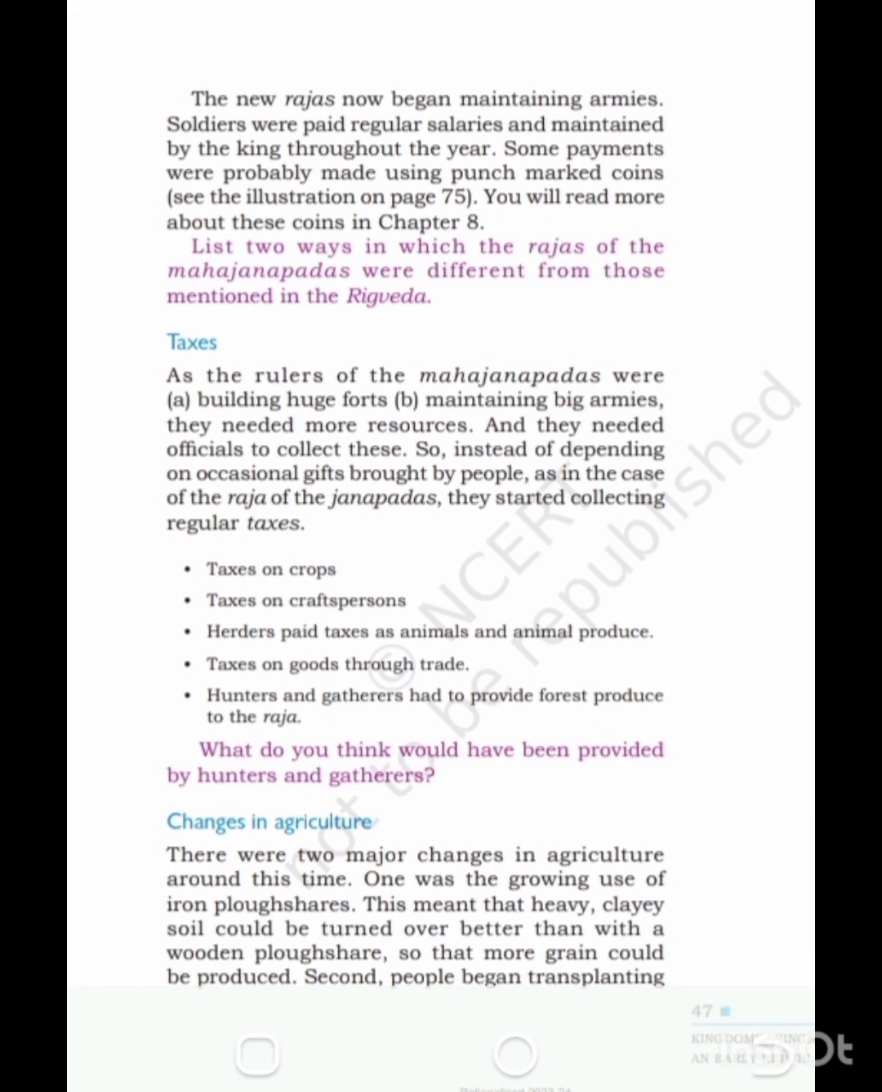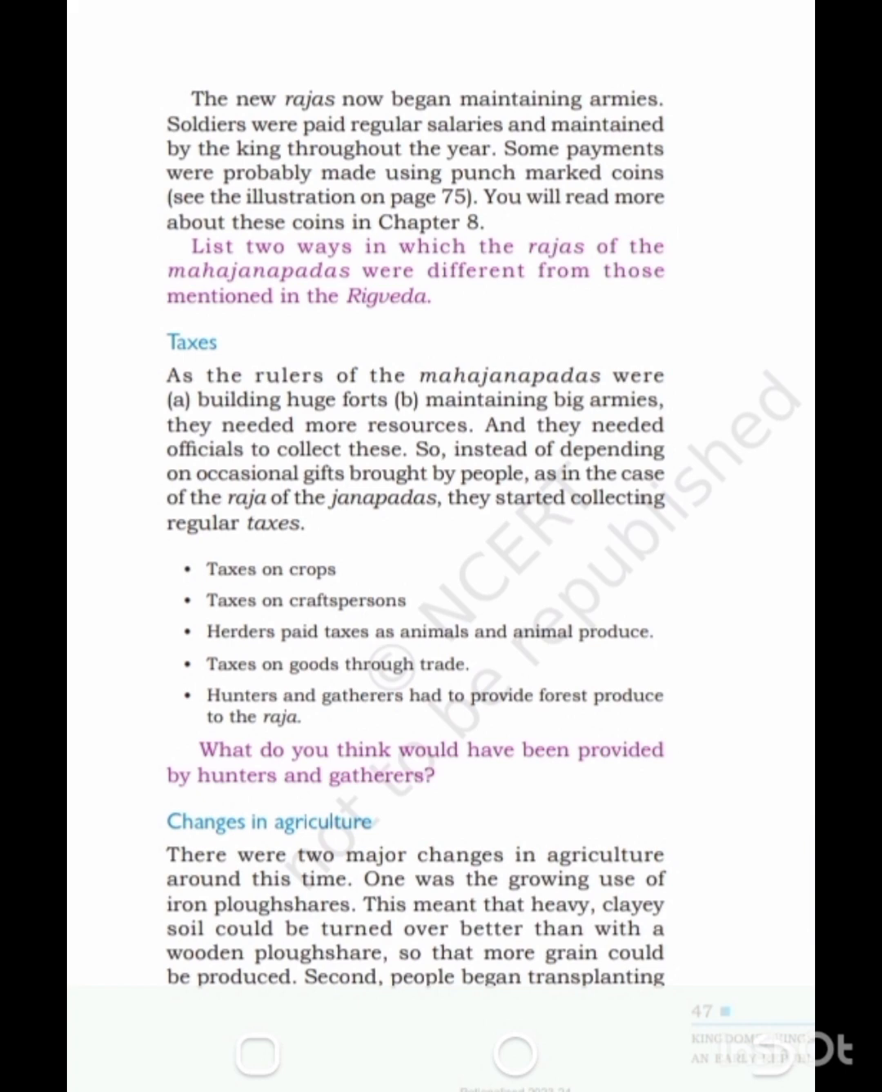They started imposing taxes on crops. The tax was fixed at 1/6 of whatever farmers produced. This was also known as bhag or share. Then they started imposing taxes on craftspersons as well. They also imposed taxes on herders, who were expected to pay taxes in the form of animals or animal produce. Then taxes were also imposed on whatever was bought or sold through trade, and on hunters and gatherers also.